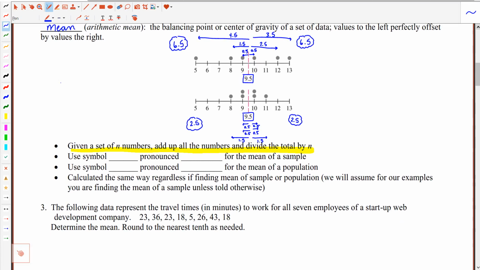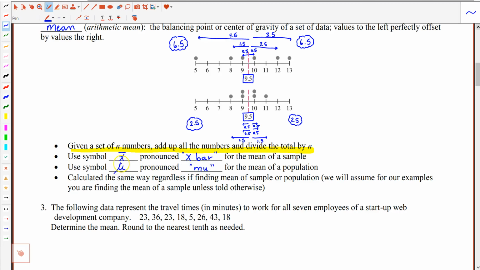Now when you're going to compute the mean, we use this symbol, x̄, which is pronounced X bar, if you're finding the mean of a sample. We use this symbol, which looks like a U with a tail on it, and we pronounce it mu, for the mean of a population.